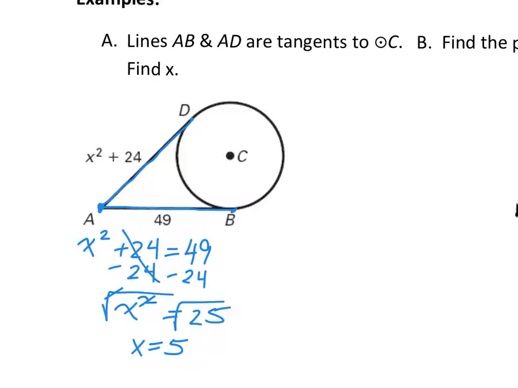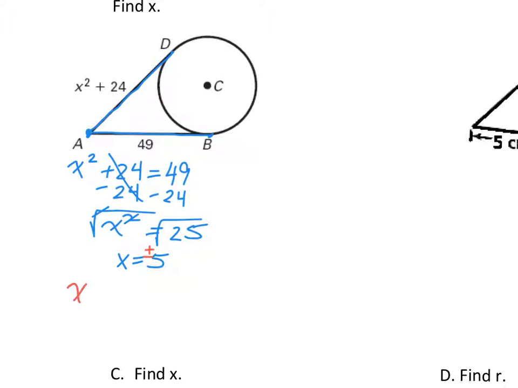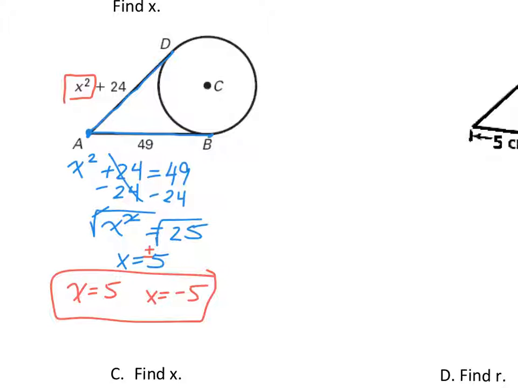Whenever you're square rooting and you're solving, you do need to remember, this is a small reminder from quadratics in Algebra 1, you need to put plus or minus. There's actually two answers here. X equals 5, X equals -5. Here's why that's two answers. If you plug that number back in, 5 squared is 25, 25 plus 24 is true, 49. You can do the same thing with -5 though. -5 squared is still 25. So there are two answers in this problem.